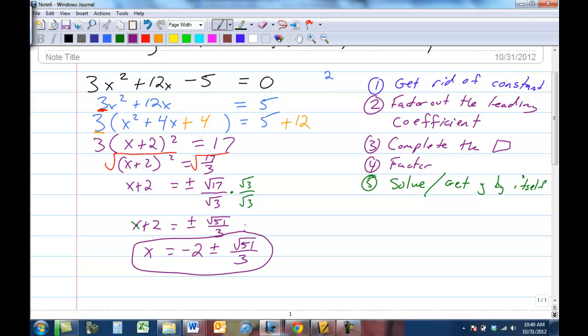All right, so the only thing different today is step 2. We're going to have to factor off the leading coefficient, but that brings this other weirdness. We added 4 to this side, but we actually added 12 because of the 3 that we would have to distribute.